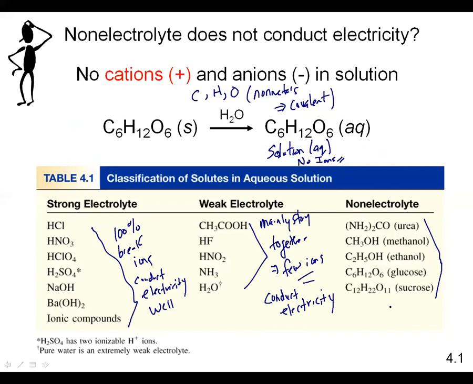And over here in this last column, we have a lot of things that are going to be covalently bonded. All nonmetals, going to produce no ions. And because we produce no ions, will not conduct electricity. There you go. No conduct electricity. That's pretty good, I suppose. Any questions on electrolytes?